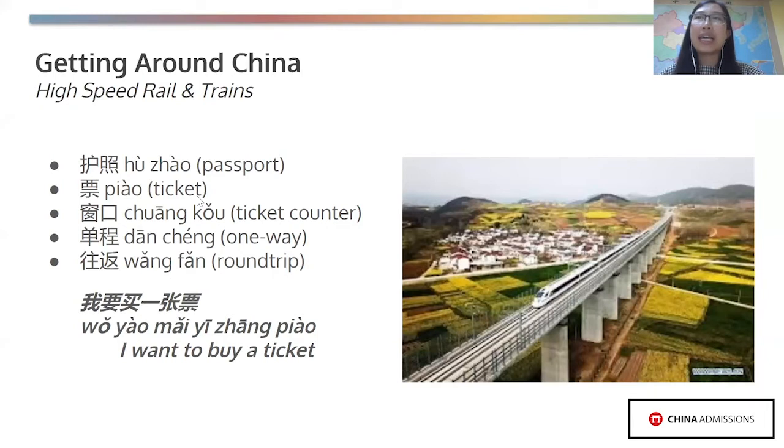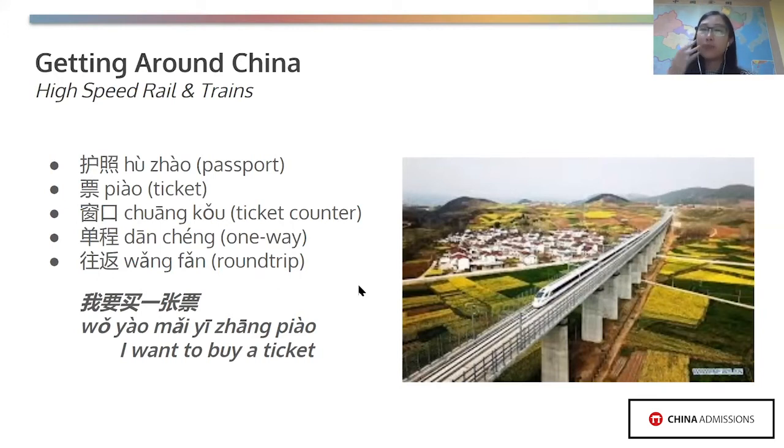So how to say train ticket? So train is 火车, 票 ticket. So 火车票 is train ticket. Then 窗口, ticket counter. Before, the ticket counters were very busy in China. But now there are not many people because we always buy the train tickets on an application on our smartphone. Okay, and 单程 is one way, 往返 is round trip. So 单程票 is a ticket for one way, 往返票 is a ticket for round trip.